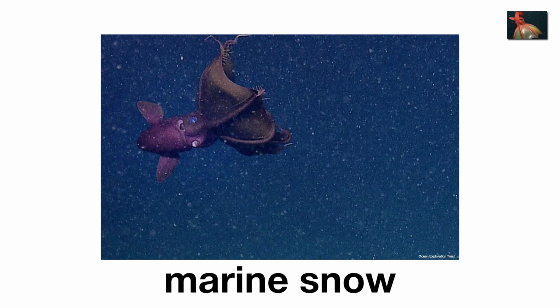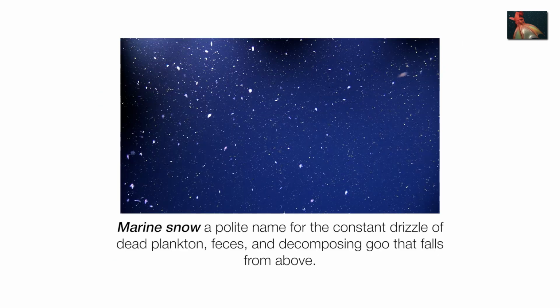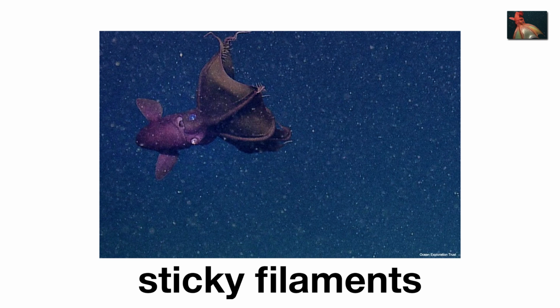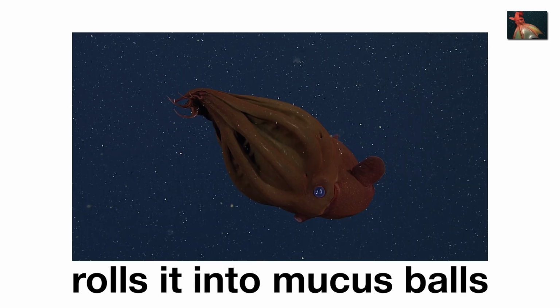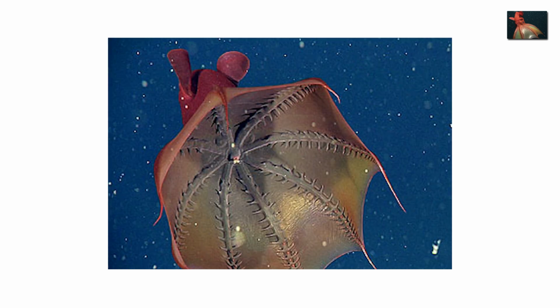Instead of hunting live prey, it survives on marine snow, a polite name for the constant drizzle of dead plankton, feces, and decomposing goo that falls from above. It gathers it using sticky filaments, rolls it into mucus balls, and eats it. Yes, the vampire squid is an eternal scavenger, feeding on death itself.